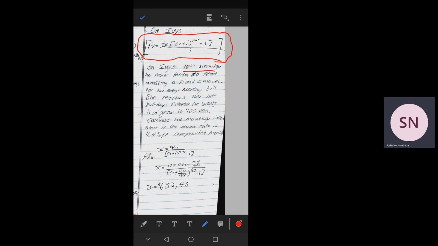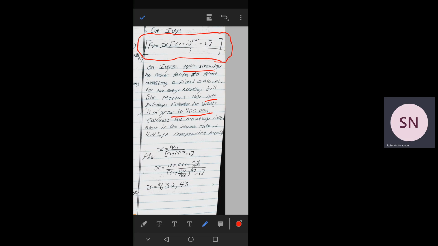So here, on Ivy's 10th birthday, her father decided to start investing a fixed amount for her every month till she reaches her 18th birthday. He wants it to grow to future value 100,000. This money is what they want to grow to a future value, so after 5 years I will have that future value, but I do not yet have this money.